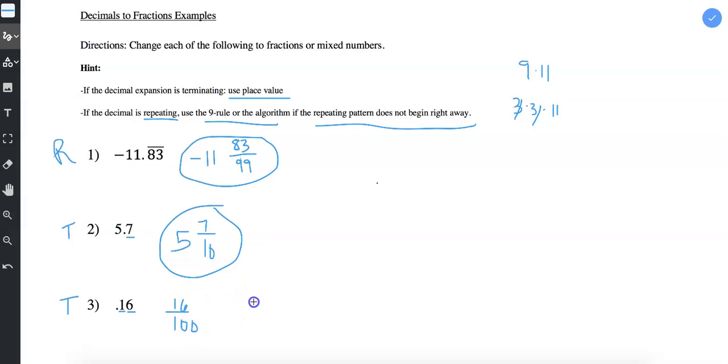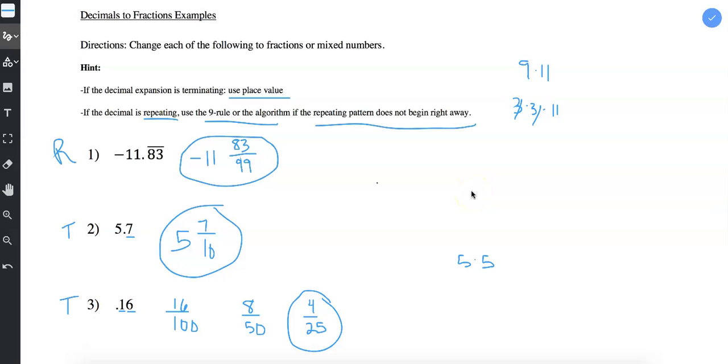And then 16 over 100 I can reduce. 16 divided by 2 is 8. 100 divided by 2 is 50. And then I can divide each by 2 again. Half of 8 is 4, half of 50 is 25. 25 breaks down into 5 times 5. That's the prime factorization of 25. So all I have to do is check and see if 4 can be divided by 5, and it cannot. So the answer for number 3 is 4/25. That's how you write the decimal 0.16 as a fraction.